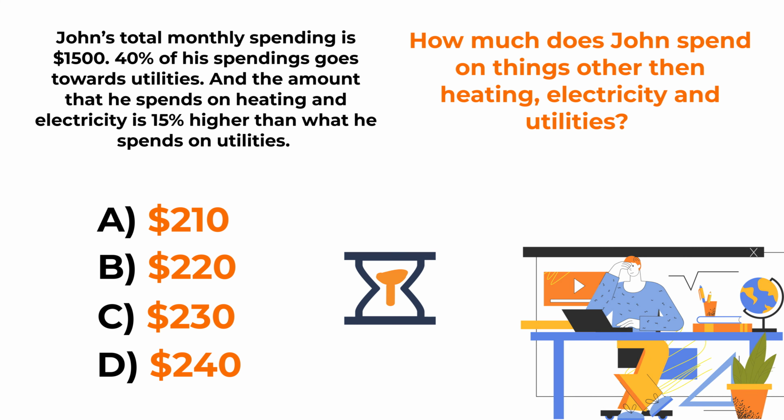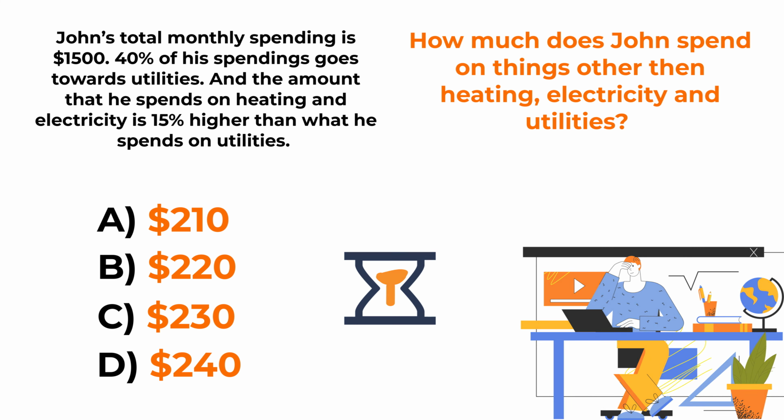Let's first look at the factual information. Total spending is $1,500, and spending categories that we've learned about are utilities, heating and electricity, as well as others. Because there are 3 spending categories, let's calculate the values in each one based on the data that we have.